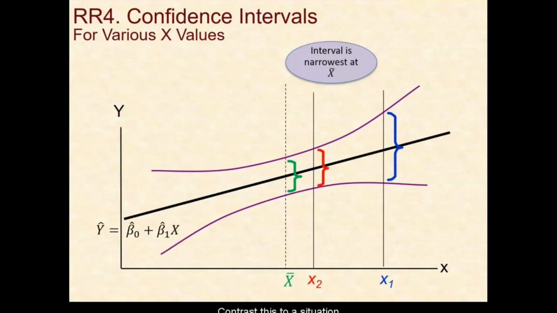Contrast this to a situation where we're at the far right of the values of x in our sample, for example at x1. At x1, we have a lot of information about what's going on below the x1 value, but we have very little information about what's going on above the x1 value. Less information means more uncertainty, less precision, and wider intervals. Since we have increasingly less information about the relationship between x and y as we move away from x bar, we expect increasingly wider intervals. And this is in fact what we see generally for any regression.